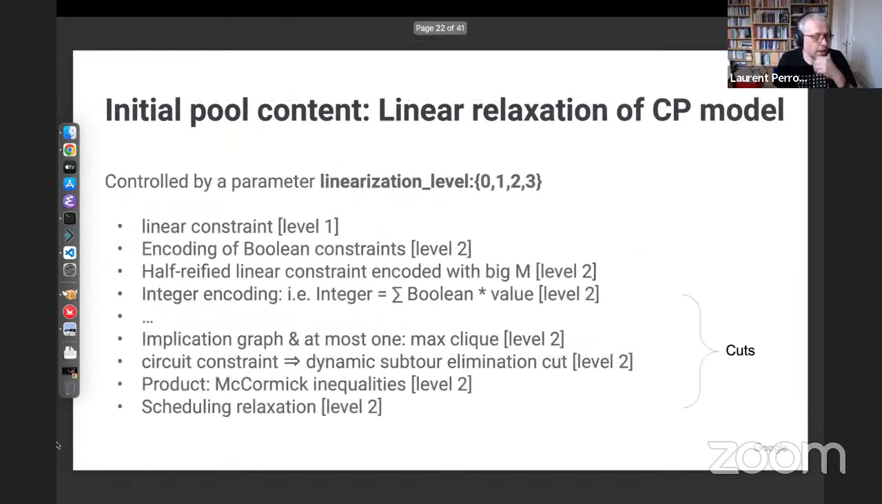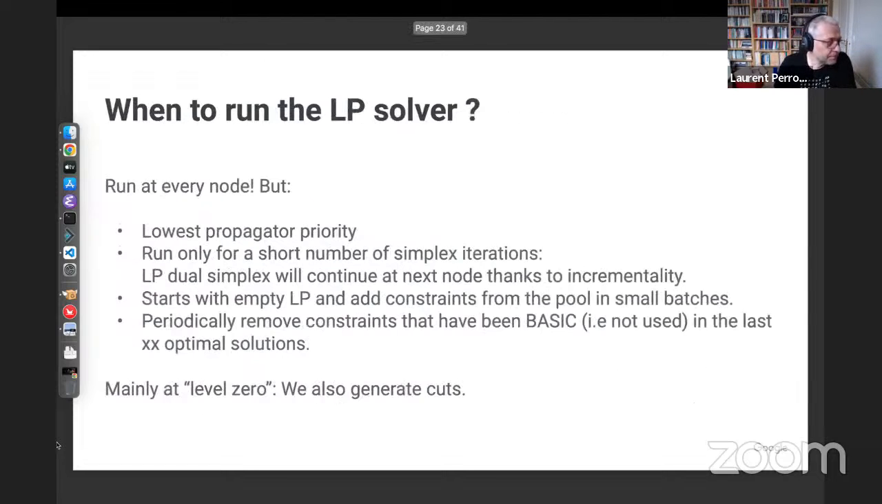So that's why we try to hedge our bets. We have some parameters that say no relaxation, only the easy things, or the full ones. The full ones include the scheduling, the routing, the relaxations, the product, McCormick, this kind of stuff. We run the solver at each node, but only for a limited number of iterations. If we converge and prove the optimal, then we can use it. If not, then we will branch. Because it's a dual simplex, we can restart and do some iterations. If we find an optimal solution to the simplex, then we'll use it and so on.